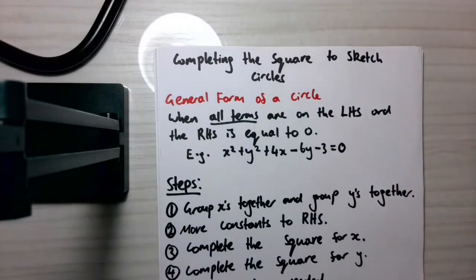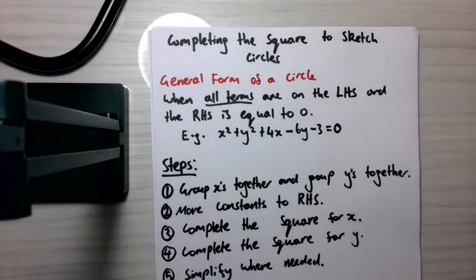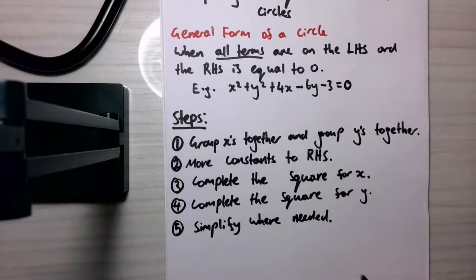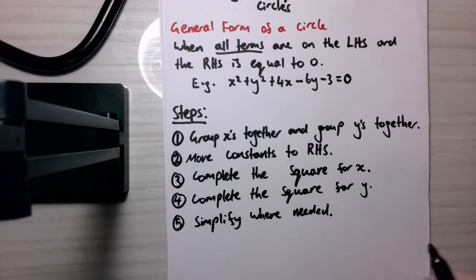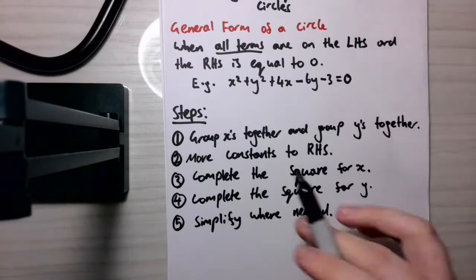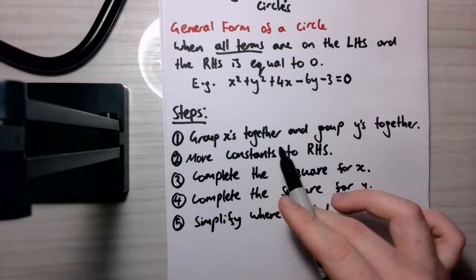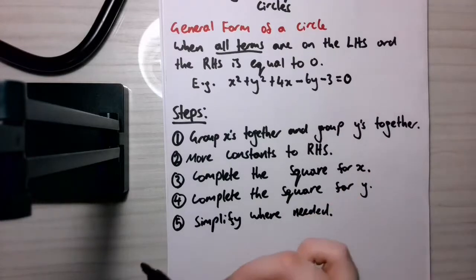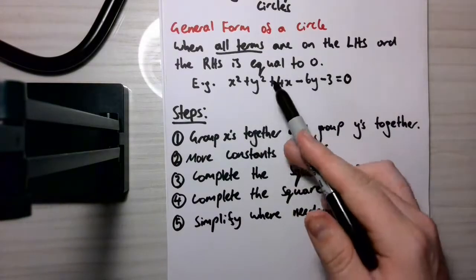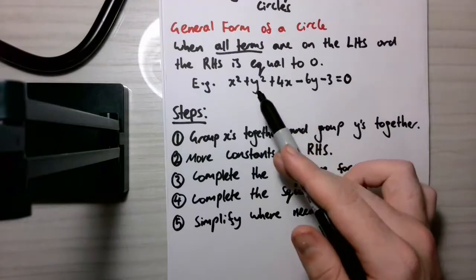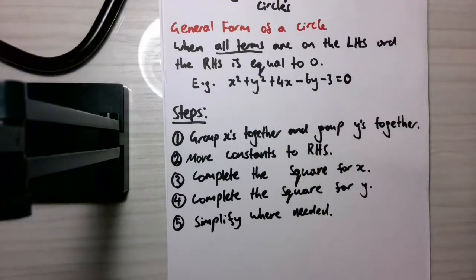Now, I'm just going to go through the steps and tell you afterwards the aim as to why we're trying to complete the square. The first step to begin completing the square is to group the x's together and the y's together. So in this equation, we'd put the x squared with the 4x and the y squared with the minus 6y, so we have x's with x's and y's with y's.